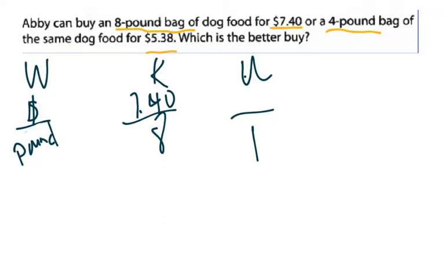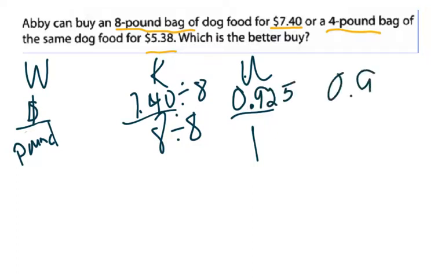Well, how do I get from 8 to 1? I need to divide by 8. Therefore, I have to divide my denominator by 8. So I'm going to take $7.40, divide it by 8, and this one costs 0.925, which rounds to 93 cents per pound.